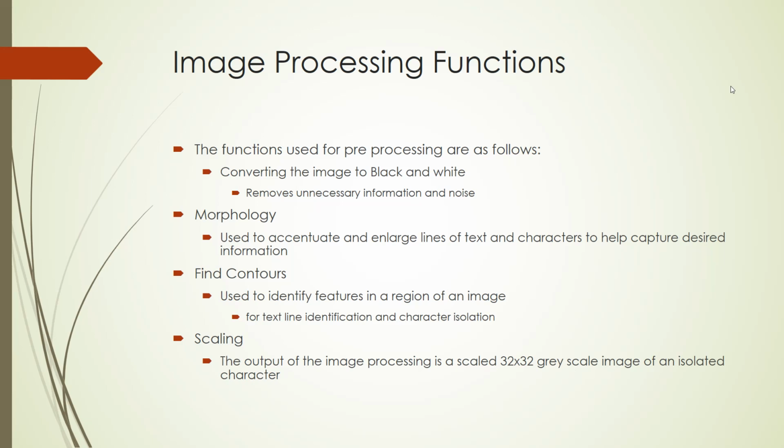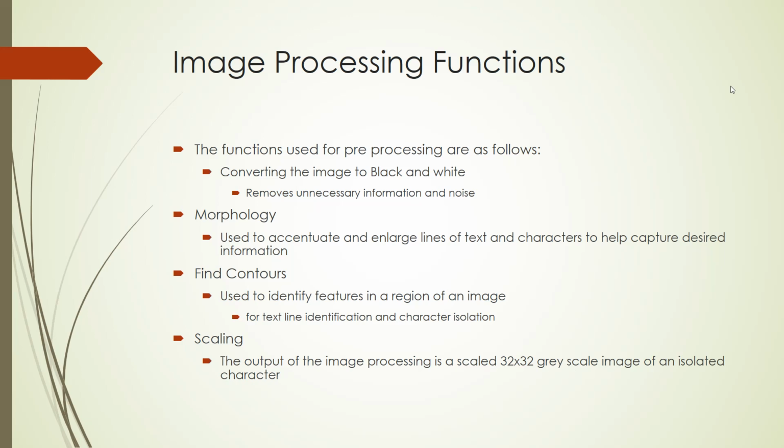Running through the individual functions of the image processing side: first, we converted from the color space into grayscale and black and white, just to remove noise and clean up so that we have mostly just the text. Then a combination of morphology functions and finding contours were used. Morphology functions were basically used to accentuate the objects that we're trying to find.